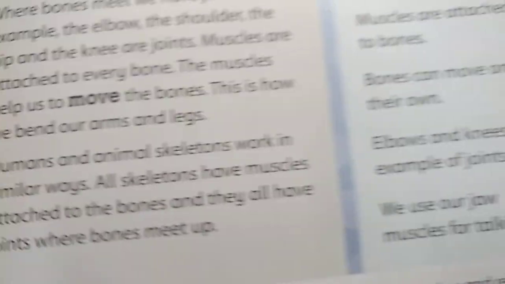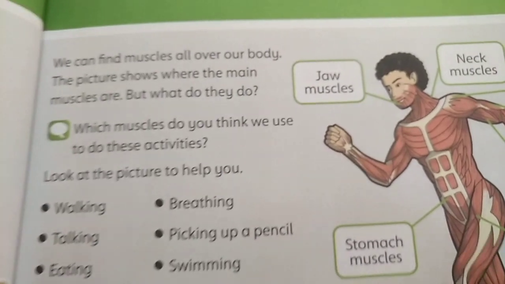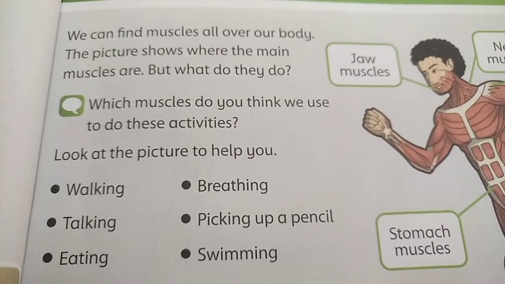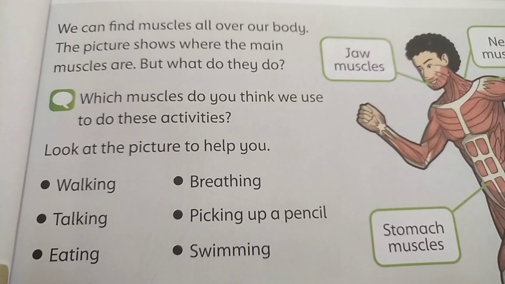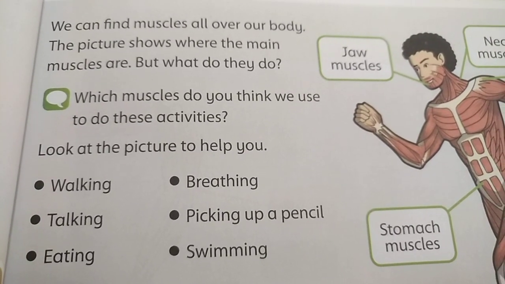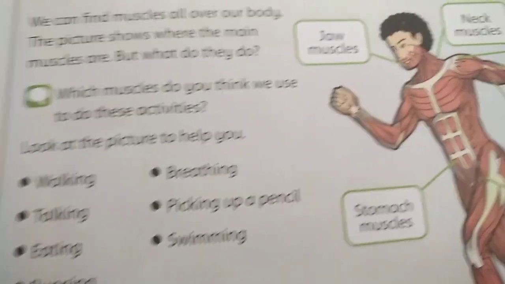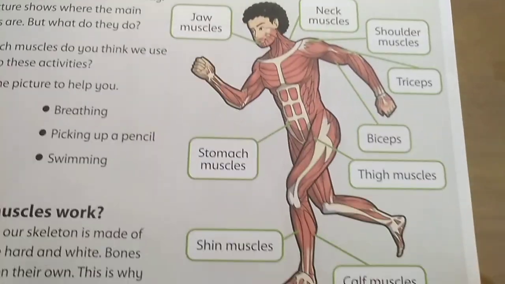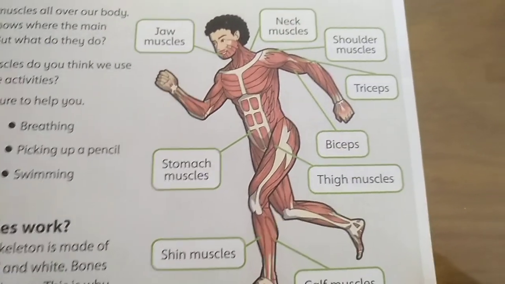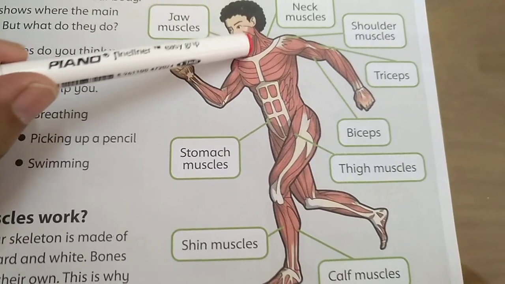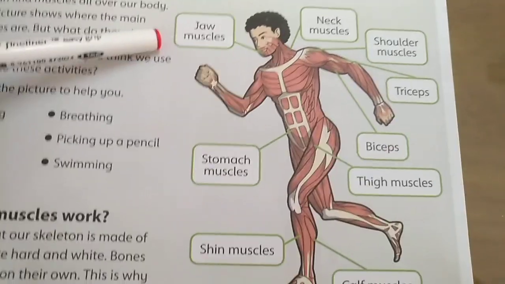Come to the other page. This is page number 17 of your book. We have some other task here. We can find muscles all over our body. The picture shows where the main muscles are. But what do they do? Have a look at this picture. This is a very important picture. I told you, the muscles present here around the jawbone, we call them jaw muscles.